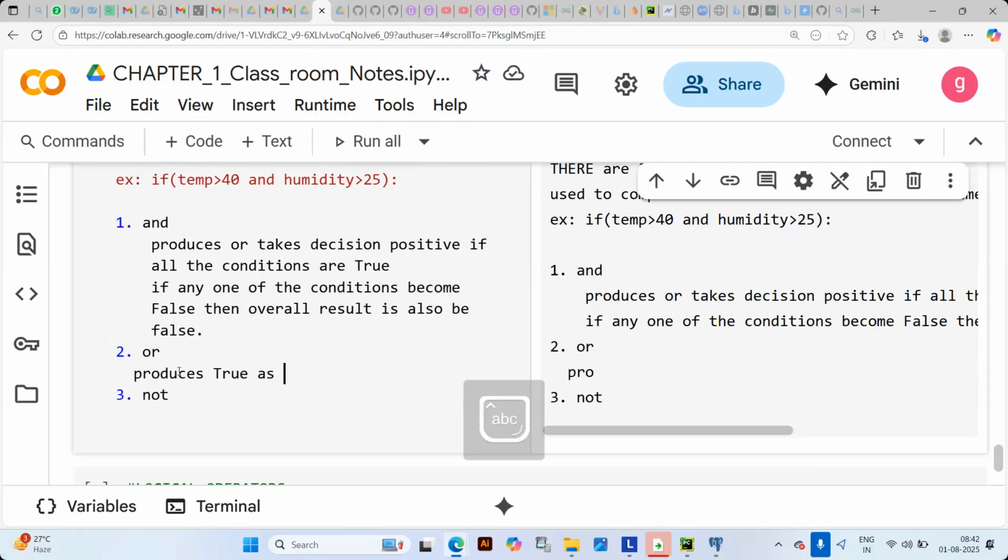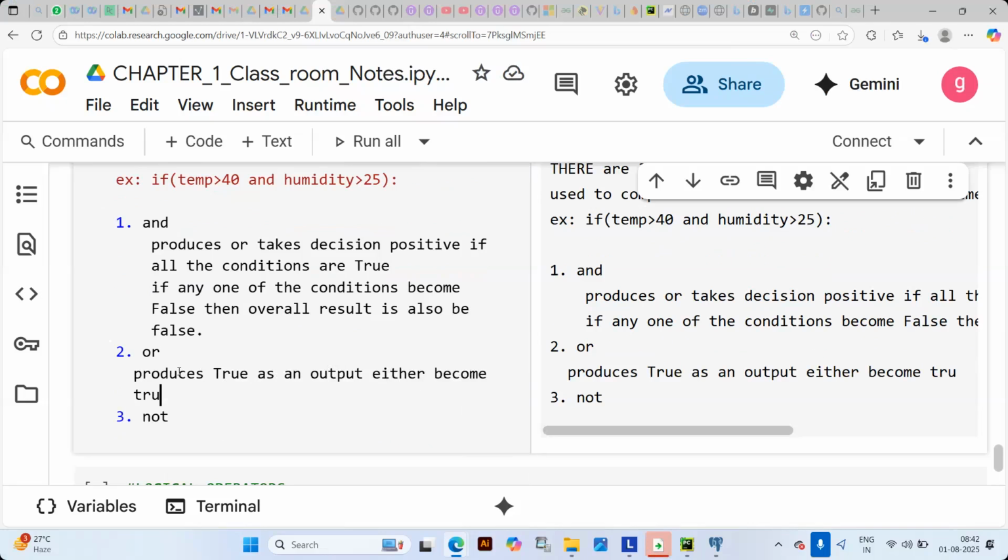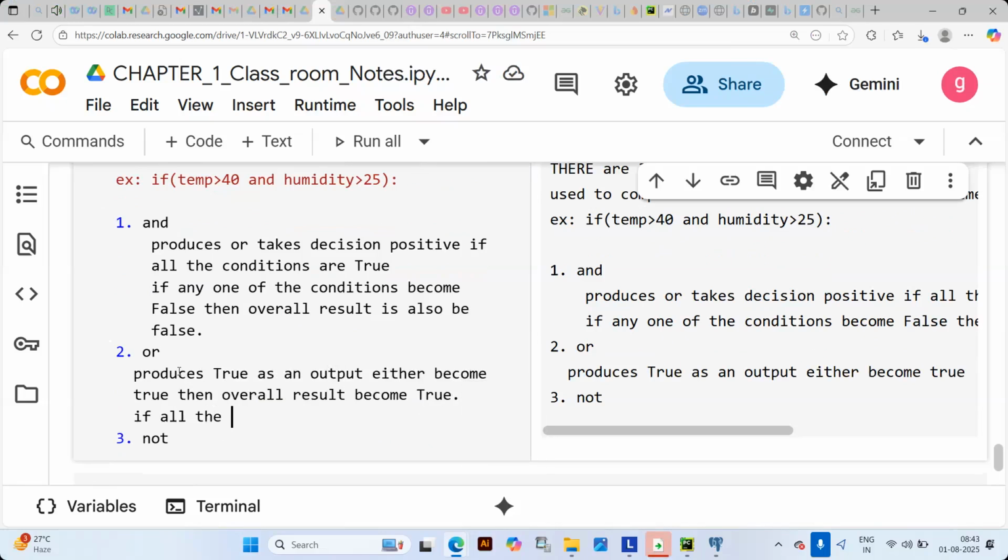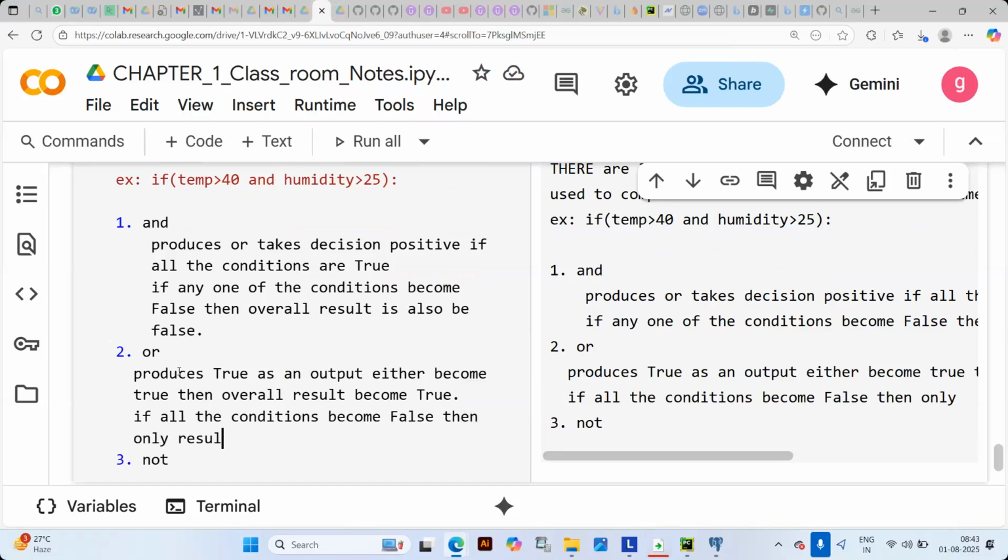Coming to the OR operator, it produces true as an output if either of the conditions becomes true. Then the overall result becomes true. Only if all the conditions become false, then the result becomes false. This is the phenomenon followed by the OR operator.